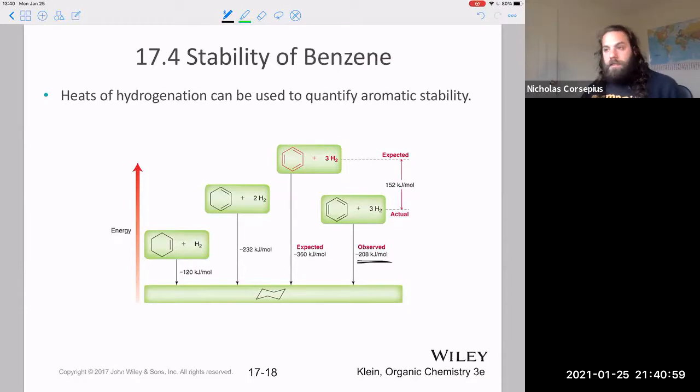And we're going to see that this is similar to what we were talking about with conjugated dienes. Remember, when dienes are conjugated, they are remarkably stable compared to when they're isolated. This is a very similar phenomenon, but aromaticity takes conjugation to the next level. It's a really special type of conjugation.